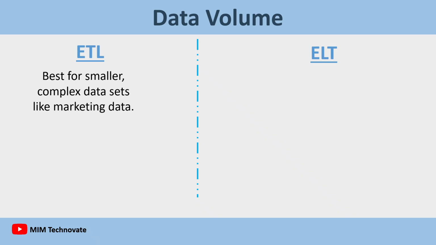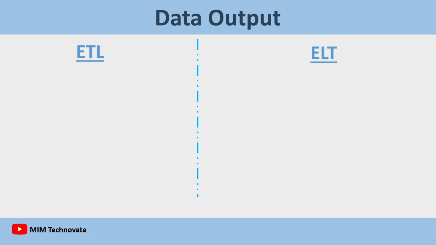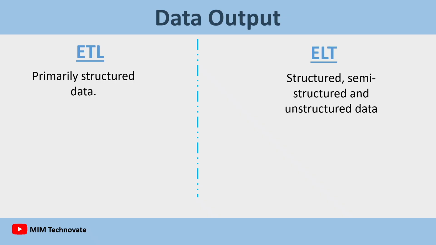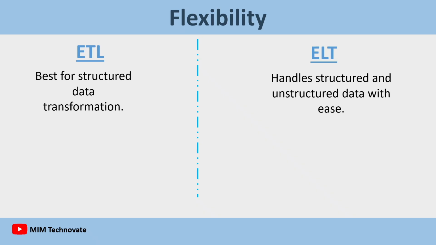Data volume. ETL is best for smaller, complex data sets like marketing data, while ELT is suited for large data sets requiring speed, like real-time analytics. Data output. ETL is primarily structured data, whereas ELT handles structured, semi-structured, and unstructured data. Flexibility. ETL is best for structured data transformation, whereas ELT handles structured and unstructured data with ease.